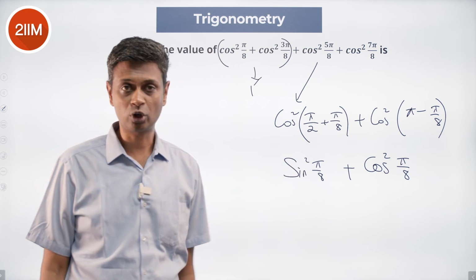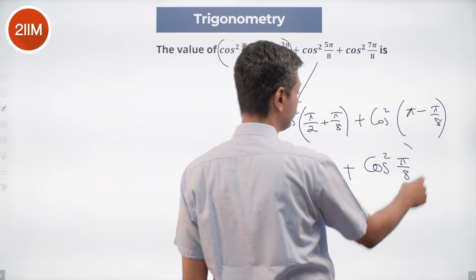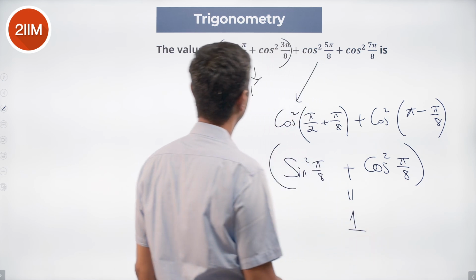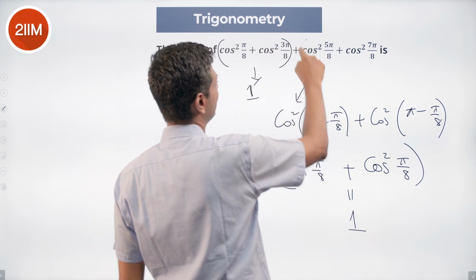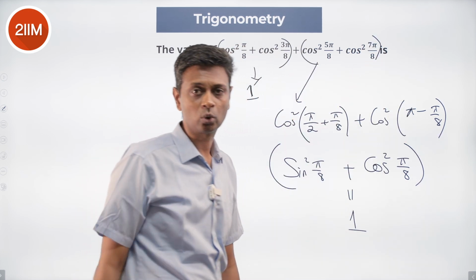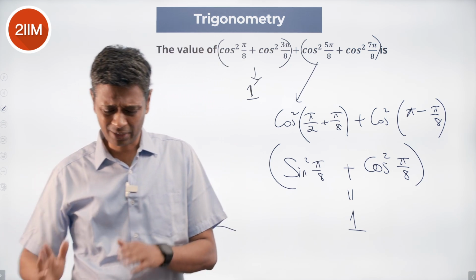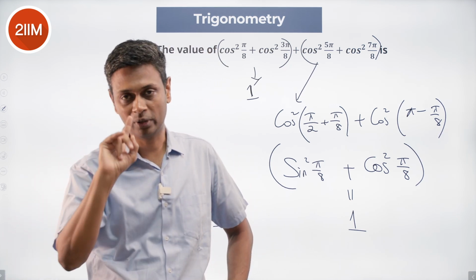Sin square pi by 8 plus cos square pi by 8. These two also add up to 1. The first two add up to 1. The next two add up to 1. Plus 1 plus 1.